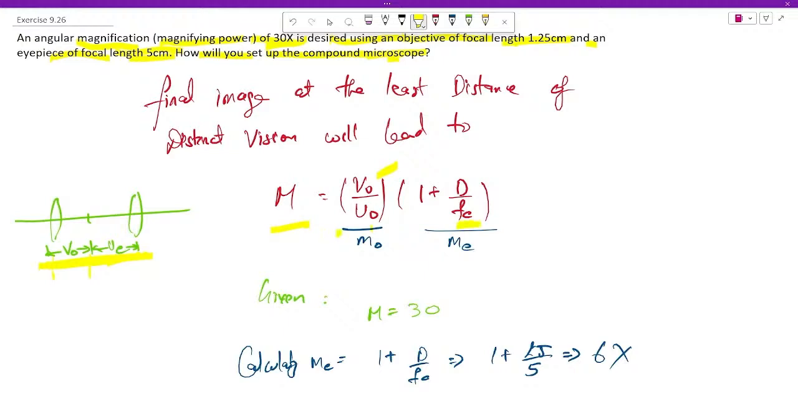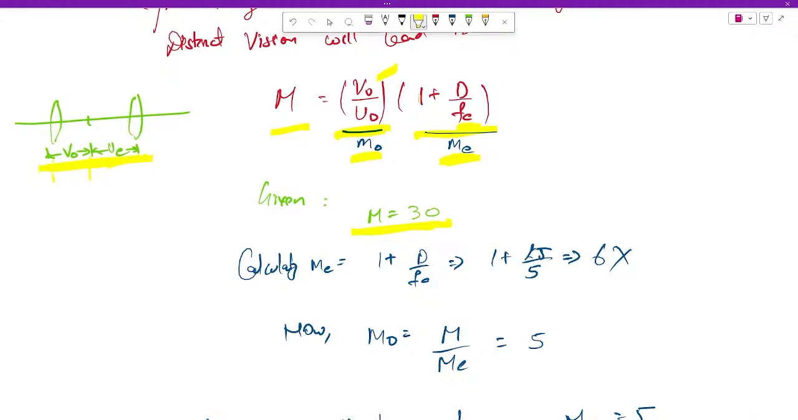Now in this expression, the first part is the magnification by the objective and the second part is the magnification by the eyepiece. Now it is desired that m would be equal to 30, and let us calculate the expression for ME first. Now we have been given that the focal length of the eyepiece is 5 centimeter. So substituting the values, we will get the value of ME, and that would be equal to 6x.